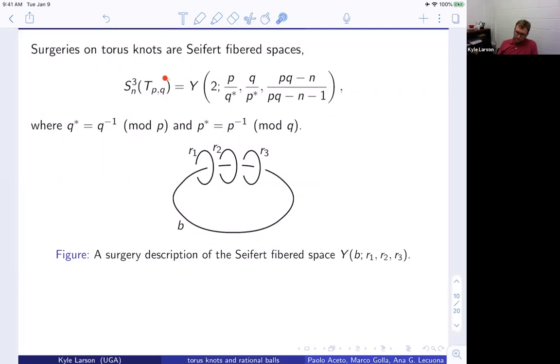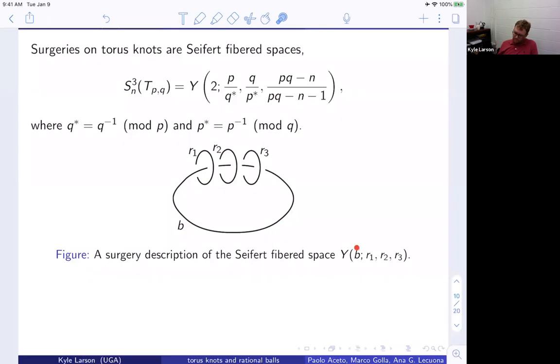So if we do N surgery on the torus knot T(P,Q), the claim is that we get a Seifert fibered space where we have these Seifert invariants. In particular, we have P over Q star, where Q star is the inverse of Q mod P. And then we have Q over P star, where P star is the inverse of P mod Q. And then we get PQ minus N over PQ minus N minus one. And so here's a nice description of a Seifert fibered space with three singular fibers.